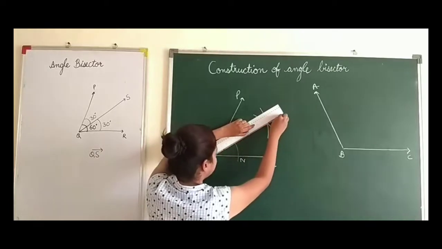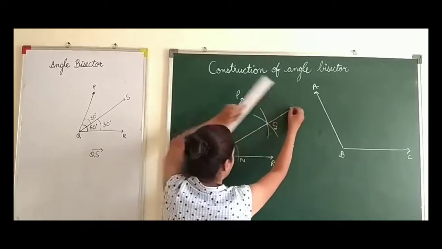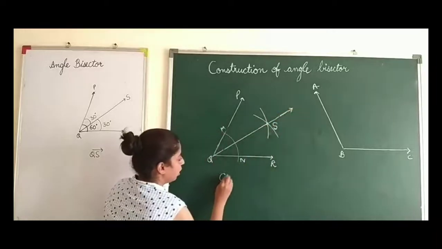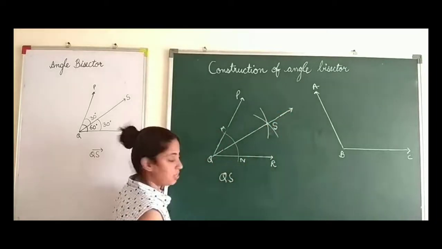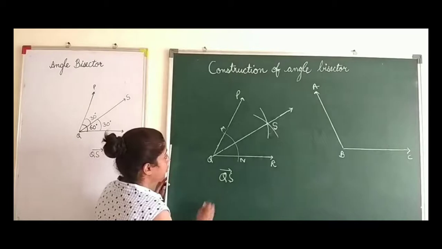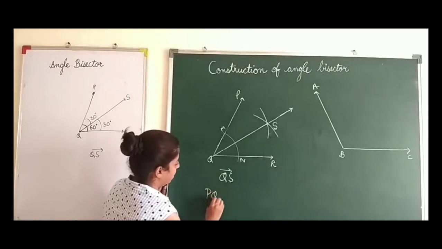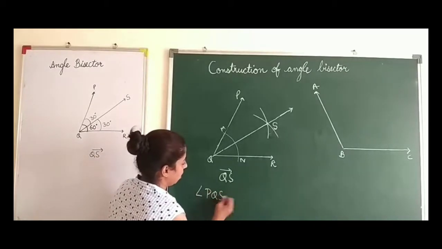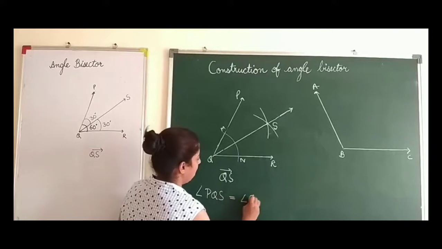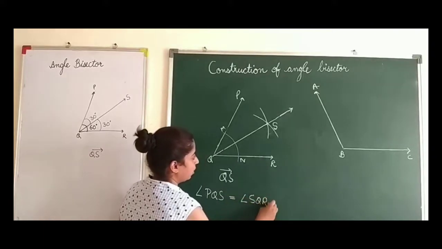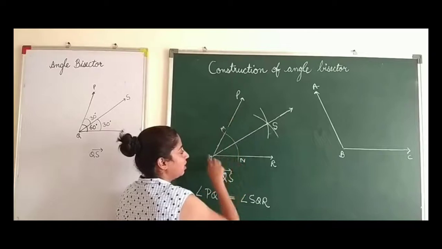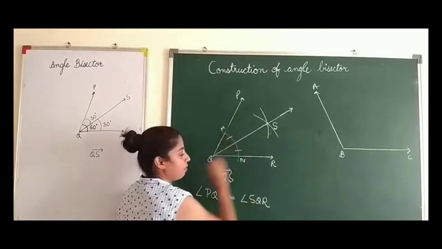Okay, you can extend this. So this ray QS is the required bisector. Okay, so you can say now angle PQS is equal to angle SQR. So this ray has divided this angle into two equal halves.